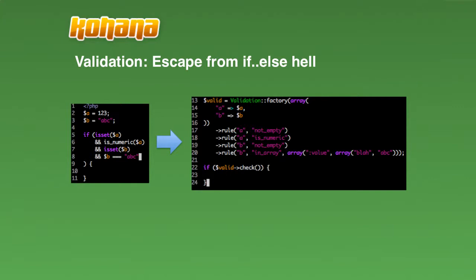All right, so validation, escape from if and else hell. How many people here have run into situations where, when you try to write some if and else logic, you end up writing a lot of if and else and a lot of closing brackets? Yeah, I see a few hands. Yeah, don't lie. It happens.